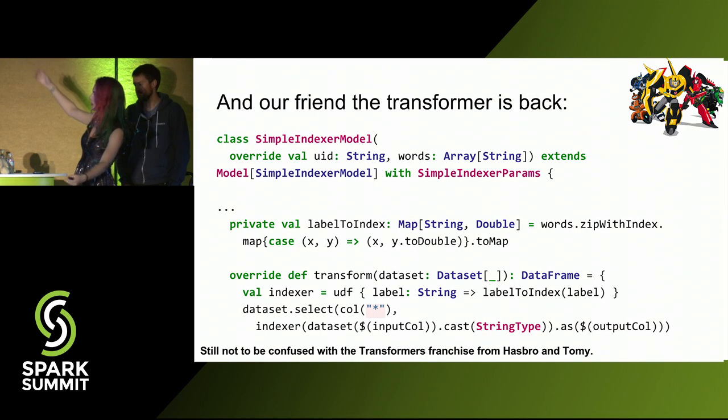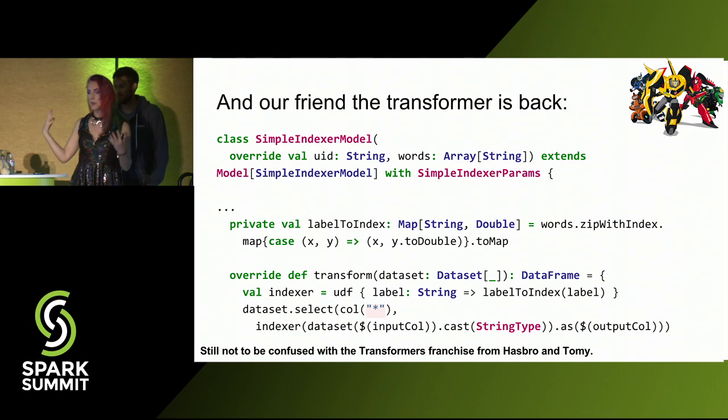And our friend the transformer is back. So as Seth was saying, normally when we make an estimator, we make a corresponding transformer that takes the parameters that we've learned in our estimator, and this is what we're going to return.